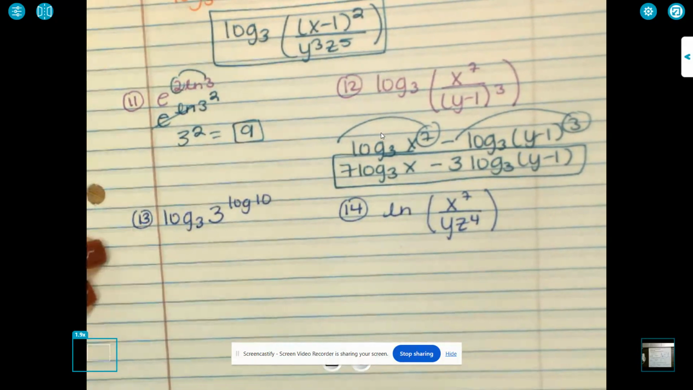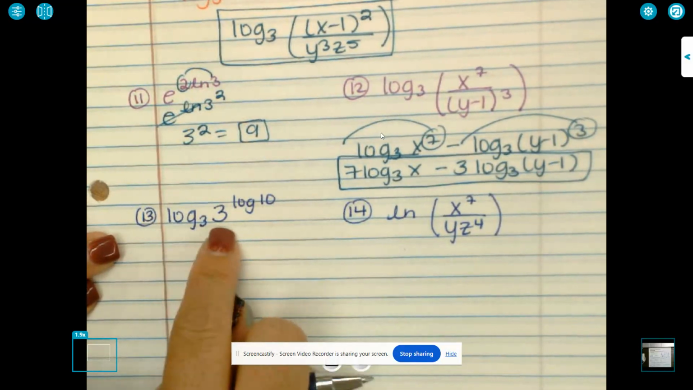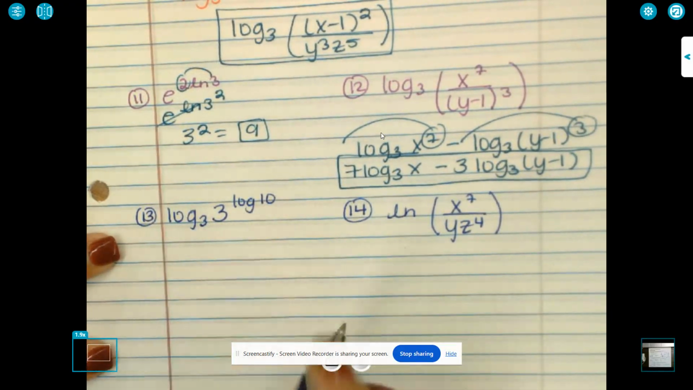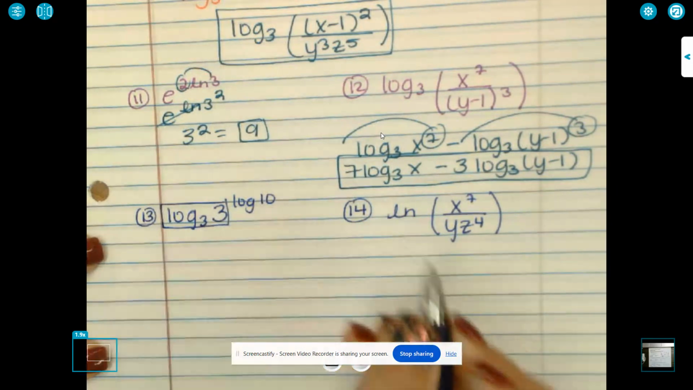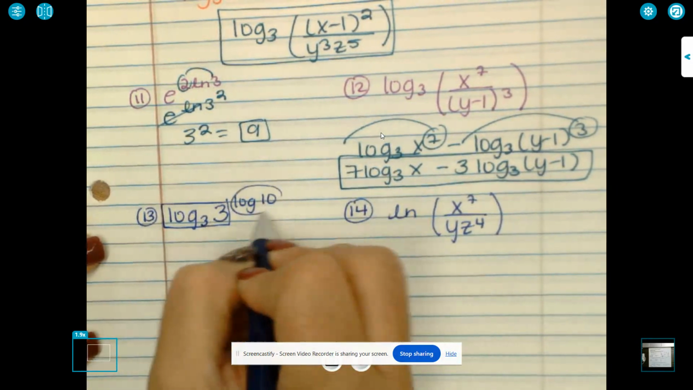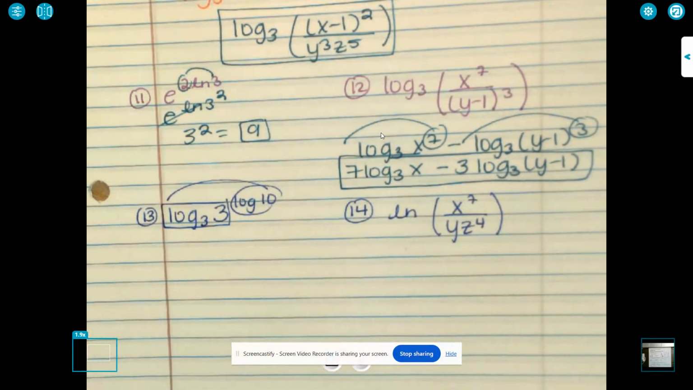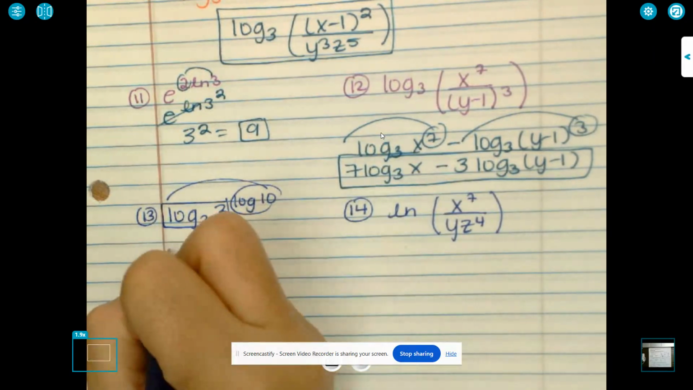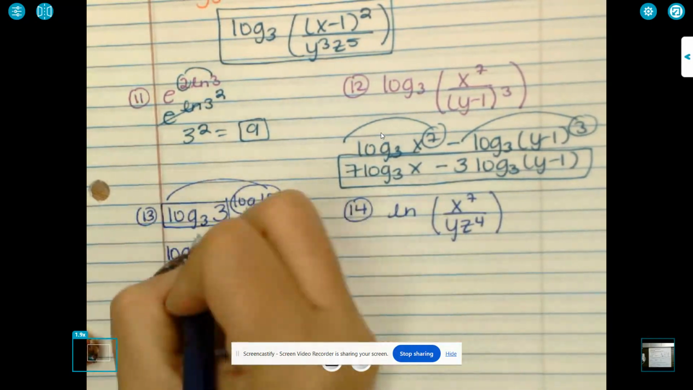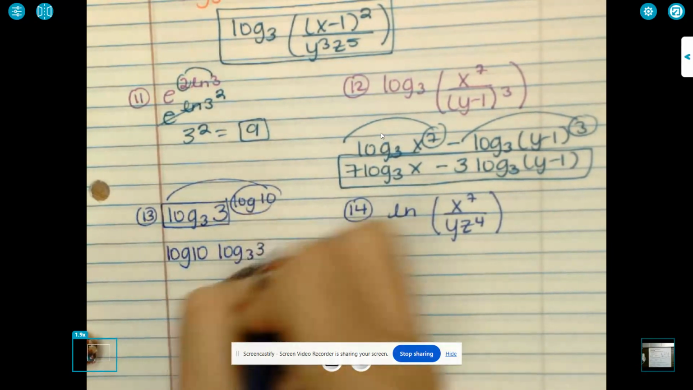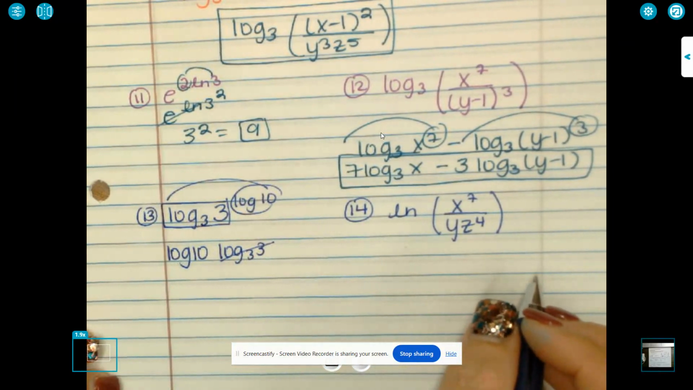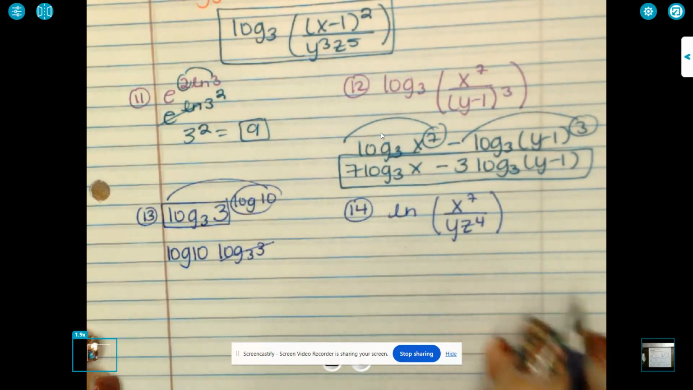Okay. All right, so 13, again, basically this is a rule we have. What I'm going to do first is pull this down, pull our exponents to the front. All right, so that's going to give me log base 10 is my exponents coming to the front, and then that log 3, remember that's 1. And the log base 10 is just 1.